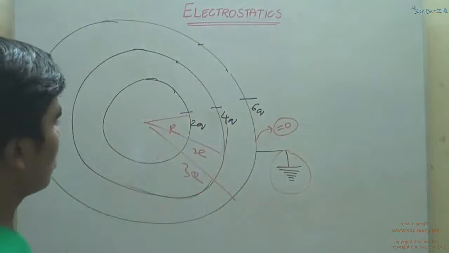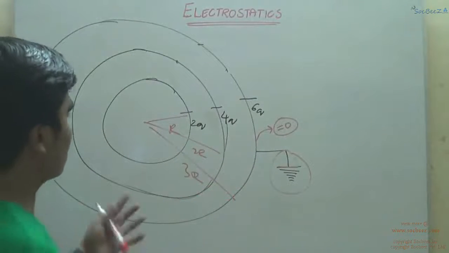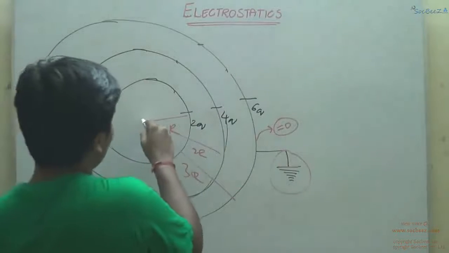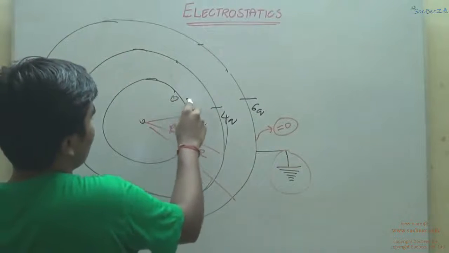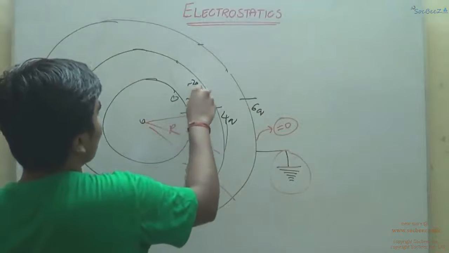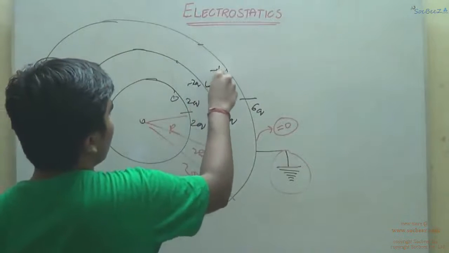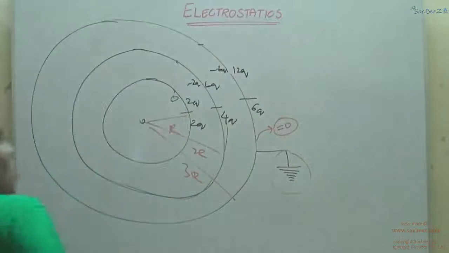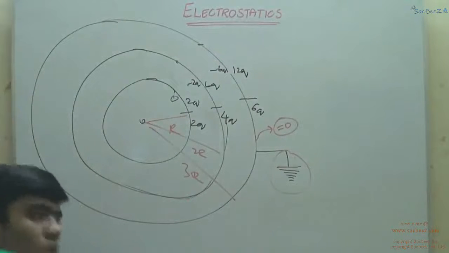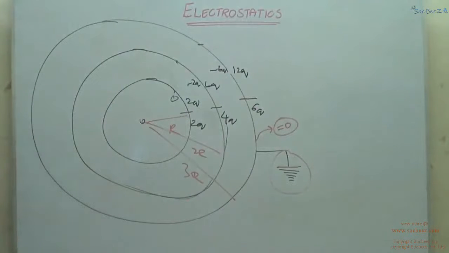Now we need to find out the charge distribution. Since here is no charge, we get here 0, we should get here 2q, here minus 2q, 6q, minus 6q, and here it should be 12q. But ideally it should be so, but here it won't be in this fashion.